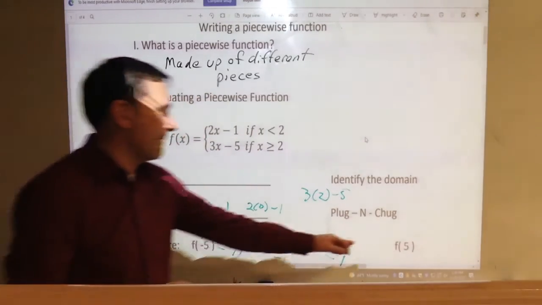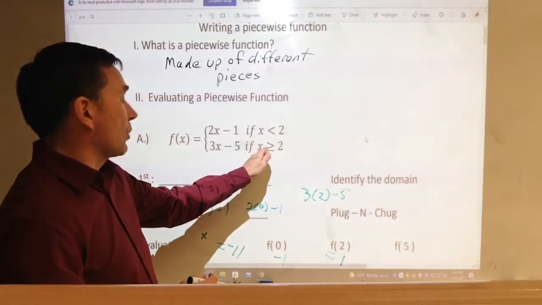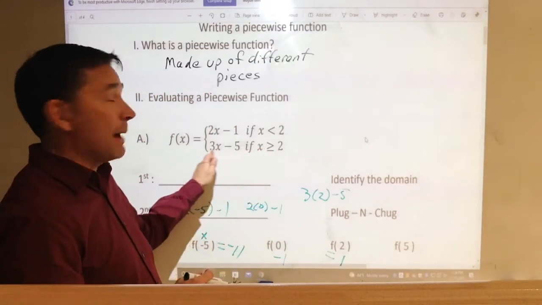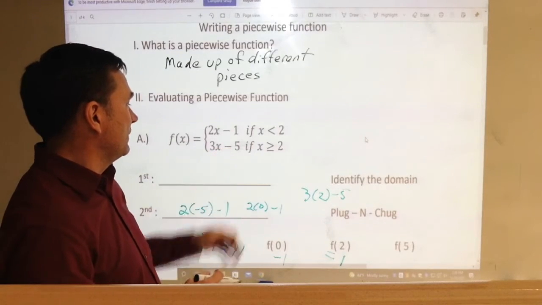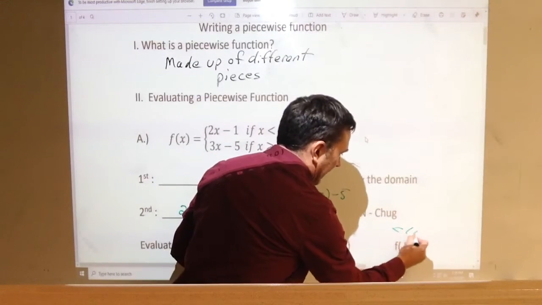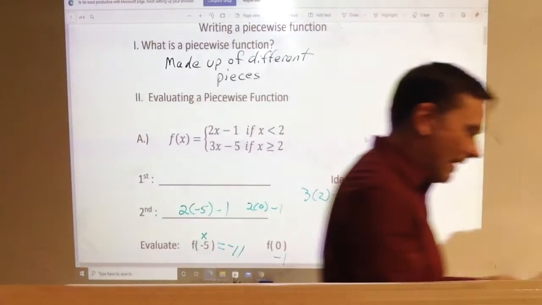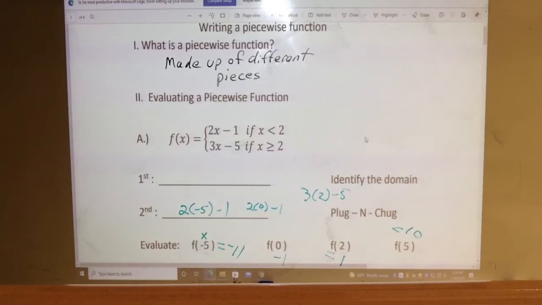And then finally f of 5. 5 is greater than or equal to 2. So I want to use this bottom equation again. 3 times 5 is 15, and then 15 minus 5 is 10. So we're able to evaluate it with those numbers like that.